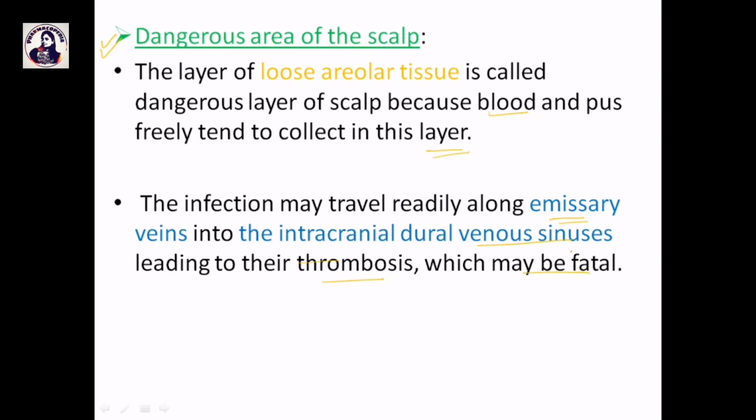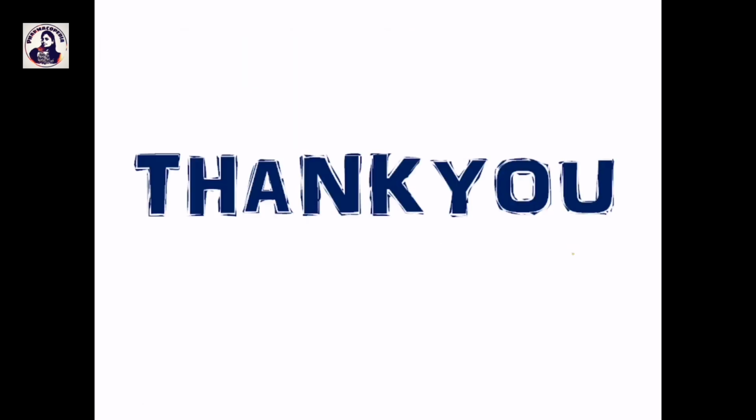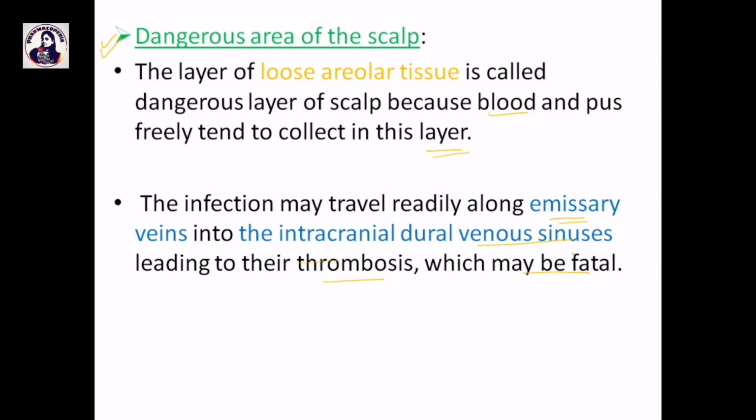I have already told you, dear students, कि जो loose areolar tissue it is traversed by the emissary vein that connects the second layer of the scalp with the intracranial dural venous sinuses. Okay, so किसी भी infection के case में ये जो emissary veins हैं ये सेकेंड लेयर से इंट्राक्रेनियल ड्यूरल वेनस साइनसेस में आपके इन्फेक्शंस को या जो भी पस है उसको स्प्रेड कर सकते हैं, विच लीड्स टू थ्रोम्बोसिस एंड इट मे बी वेरी फेटल. Okay, so this was all about the scalp.